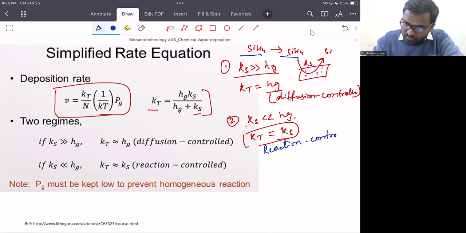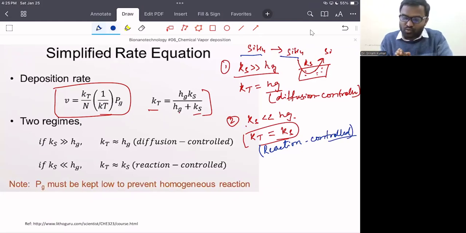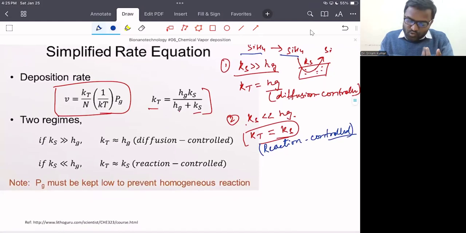Reaction control, right. So these are the things we need to understand if you want to know the condition in terms of thin film formation. So we understand two cases. We have the diffusion control process, and we have the reaction control process.